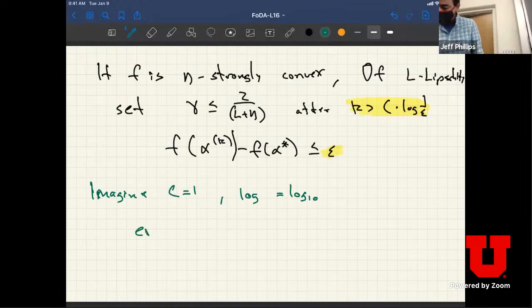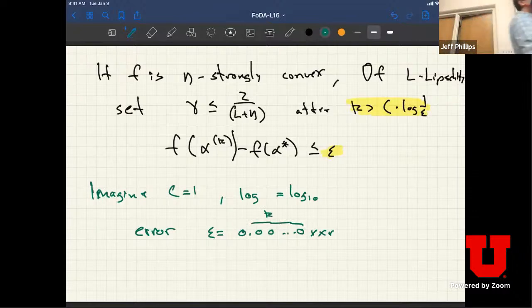So my error epsilon is going to be 0.000 and so on, so the first k digits of precision, and it depends on how far I start. Let's say I started at a value 1. I'm getting k digits of precision after k steps. That's really fast. Okay, I'm going to converge at an extremely fast rate if this is the case. Every step I make, I basically resolve an order of magnitude of how close the function is.